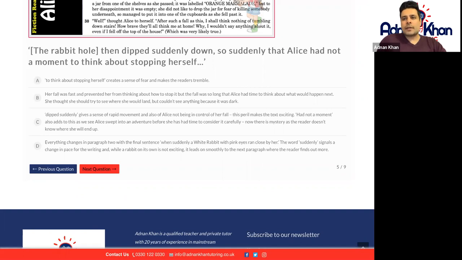So the rabbit hole then dipped suddenly down, so suddenly that Alice had not a moment to think about stopping herself. I would say that it's C for this particular question. The reason is because "dipped suddenly" gives a sense of rapid movement, quick movement, and also of Alice not being in control of her fall. This peril makes the text exciting. And the quotation "had not a moment" also adds to this, as we see Alice swept into an adventure before she had time to consider it carefully. Now there is mystery as the reader doesn't know where she will actually end up.